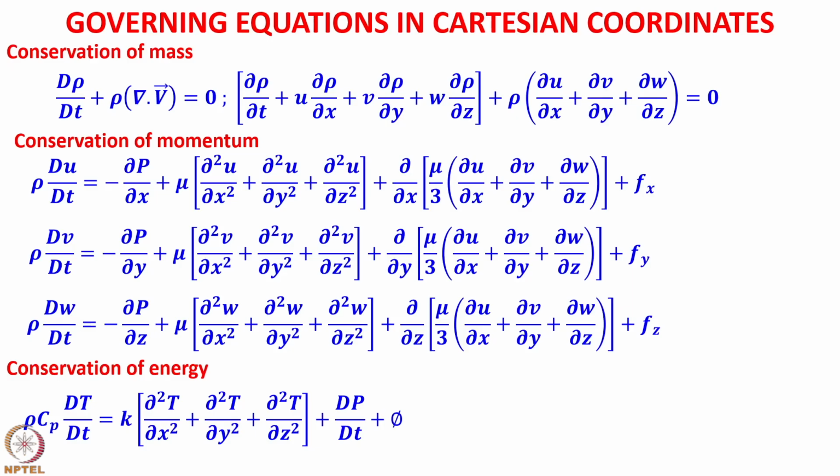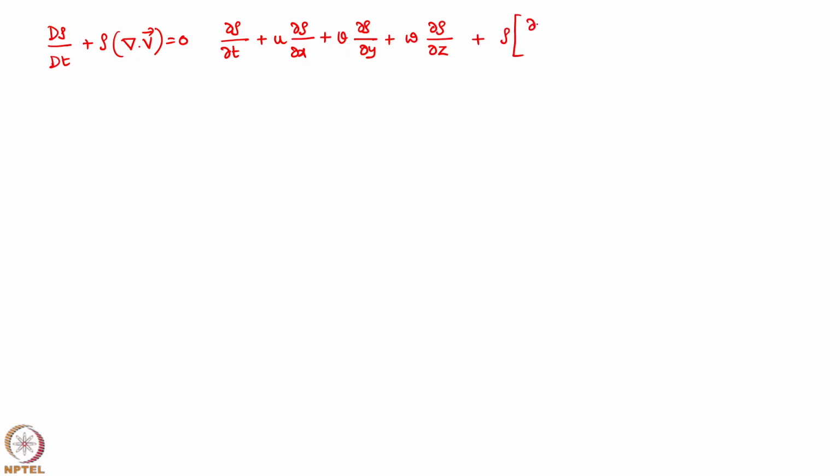So first we will write the equations. The equations are conservation of mass, that is d rho by dt plus rho of del dot v equal to 0, that is, dou rho by dou t plus u dou rho by dou x plus v dou rho by dou y plus w dou rho by dou z plus rho into dou u by dou x plus dou v by dou y plus dou w by dou z equal to 0. This is conservation of mass.